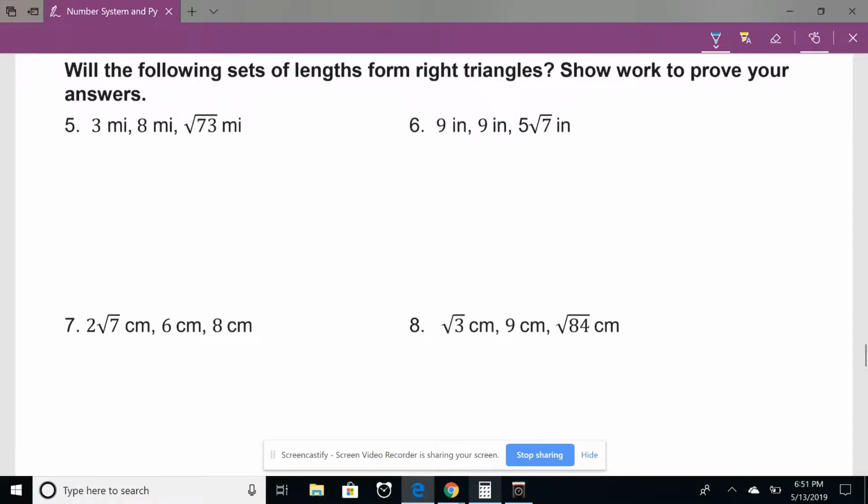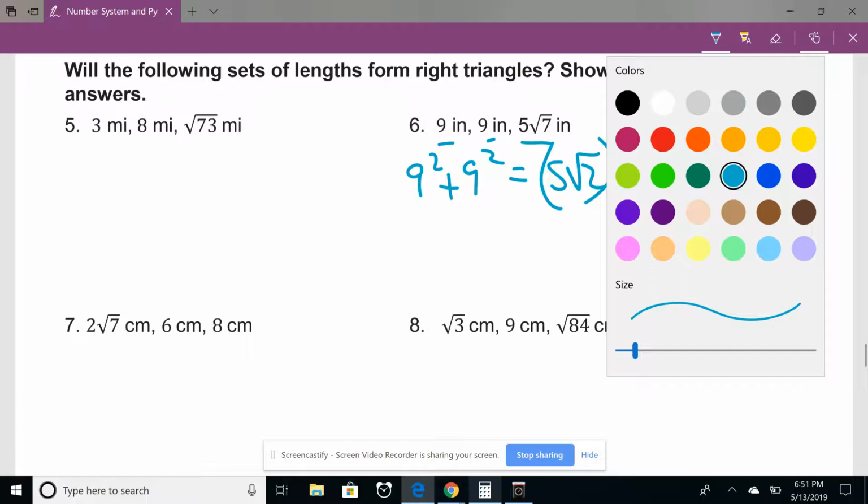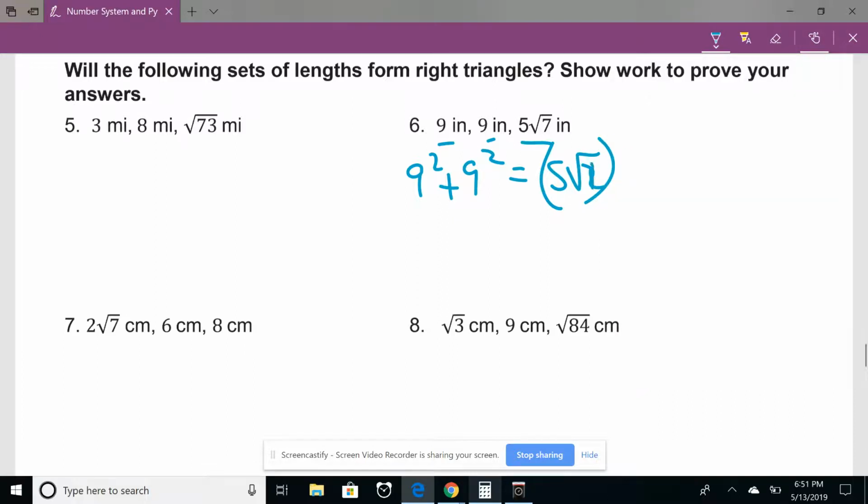Right here, okay, 9, 9, and 5 radical 7. All right, 9 squared plus 9 squared. We want to see if that's 5 radical 7 squared. Now, you got to be careful. Oops, 7, not 2. Okay, fix that to a 7.